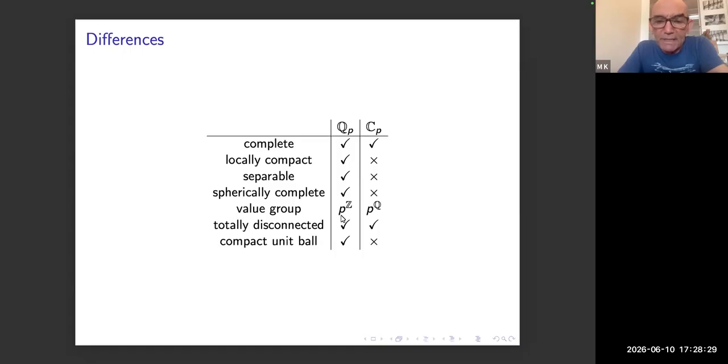So the value groups are different. The set of values of valuations in Qp is p to the Z, as we discussed, but in Cp these valuations extend and it's p to the Q. So it means that there are many different scales of smallness and bigness, close to zero and away, in Cp, because the roots of p also enter the game. But in Qp it is only p to some powers. In terms of being totally disconnected, both are totally disconnected, and the unit ball in Qp is compact. I'll show you what the unit ball in Qp is, basically Zp, but in Cp it is not compact.